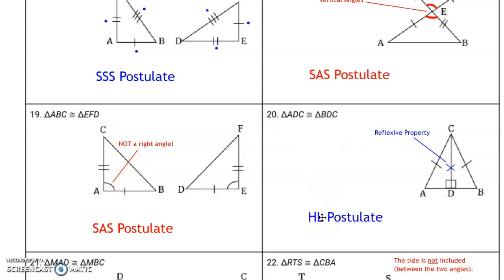For question number 20, I know it's HL or hypotenuse-leg postulate. There's a checklist of things that we need in order to use HL postulate. We need to have a hypotenuse, which is the longest side of a right triangle. We need to have a leg, which is one of the shorter sides of the right triangle, and we need to know that it is a right triangle, so we need a right angle somewhere.